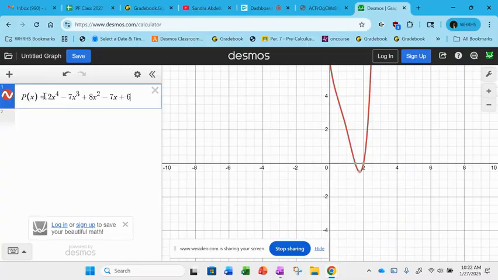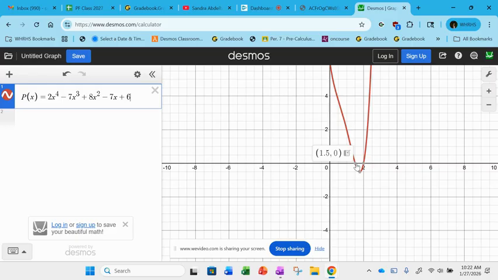How many roots should we have? 4. How many are shown? 2. What does that mean for the remaining 2? They're going to be imaginary. Is that okay? Absolutely. Because all I need are two rational roots because I could do the synthetic and get it down to a degree of 2, and then that will help me find the imaginary roots.